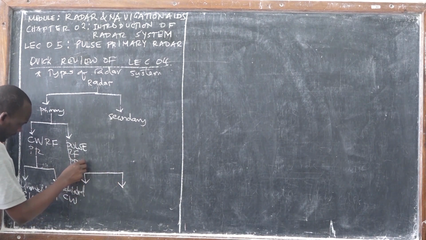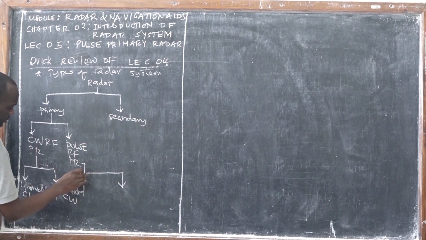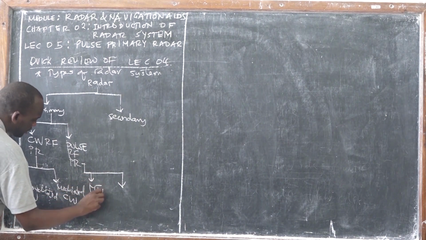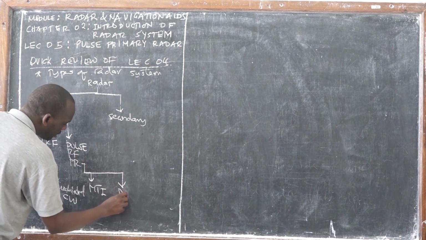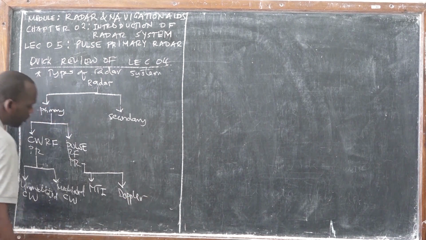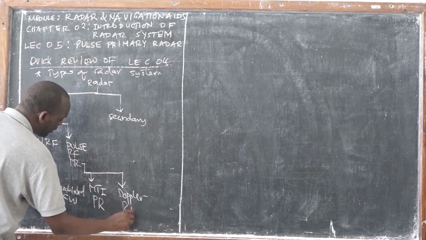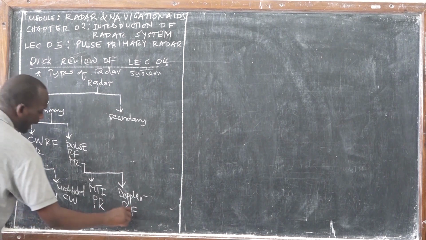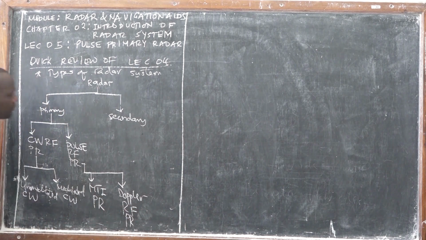In case of the pulse radar, we also said that we have two types of pulse radio frequency primary radar. The first one is the moving target indicator primary radar. The second one is the Doppler pulse radio frequency primary radar. So that is in the case of primary radar.